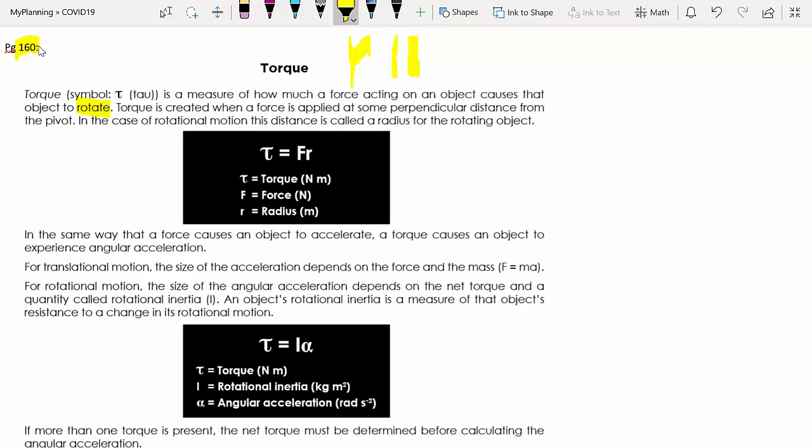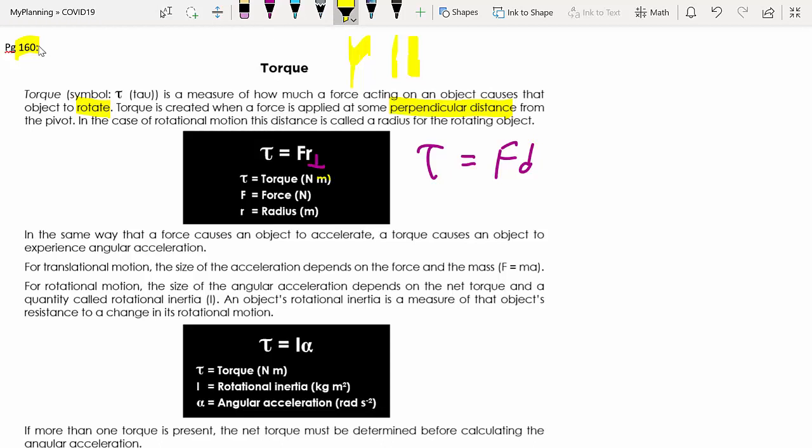Torque is created when a force is applied at some perpendicular distance, and so we normally have a little right angle symbol down here to say that the force is at right angles to the distance. Last year it would have been force times distance, so we'd have had typically this formula here, and this year we're saying force times radius. Both are essentially a distance, except for a rotating object we call it radius.